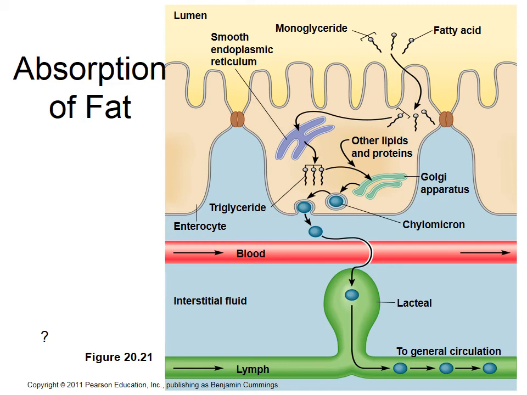It's too big to get into the bloodstream, enters the lacteal instead, and then goes into general circulation, not directly to the liver. Okay? Carbs and amino acids go directly to the liver. Fat gets dumped into the vena cava, right, in the form of chylomicrons. We'll stop there for today.